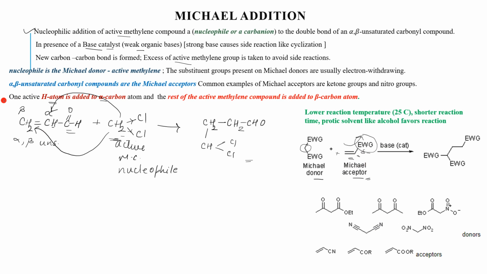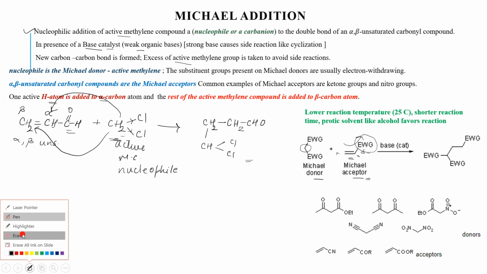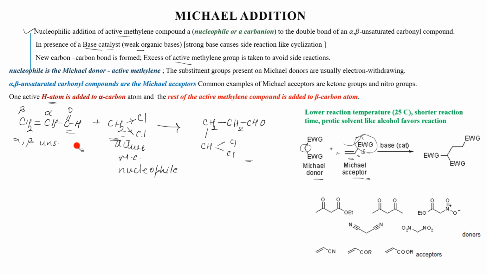So you just have to remember this: hydrogen goes to the alpha carbon atom and the remaining group goes to the beta carbon atom. For instance, if I give you an example like this, C6H5, CH double bond CH, COOC2H5. This is your alpha beta unsaturated system, and this reacts with an active methylene compound. See, there are two electron withdrawing groups attached to it, so this becomes your active methylene group.